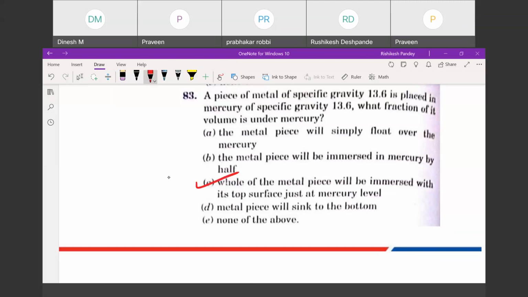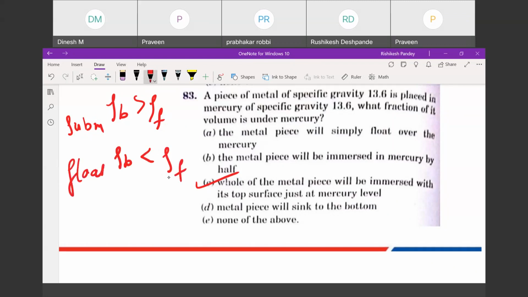Yes, the answer for this is C. If the density of the body is greater than the density of the fluid, it will submerge. If the density of the body is less than the density of the fluid, it will float. And if the density of the body is equal to the density of the fluid, it will be submerged, but the top surface will just touch the free surface of the liquid, like this. So C is the answer.